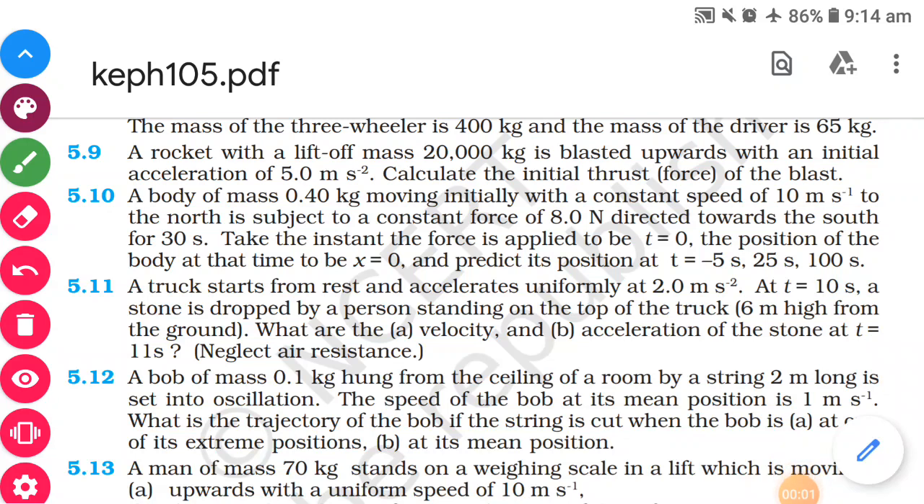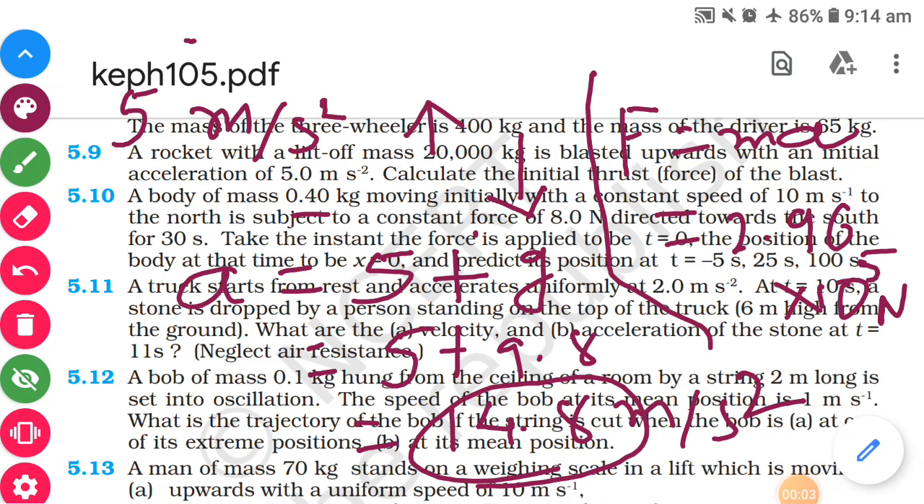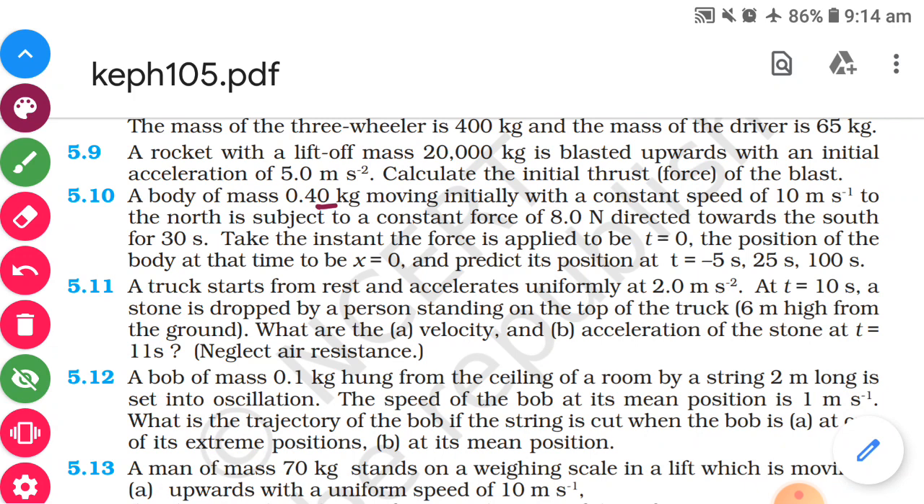Example number 5.10. A body of mass 0.4 kg is moving initially with a constant speed of 10 meters per second to the north, and a constant force of 8 newtons is applied, directed towards the south. The object is moving in this direction and you are applying the force in the opposite direction.